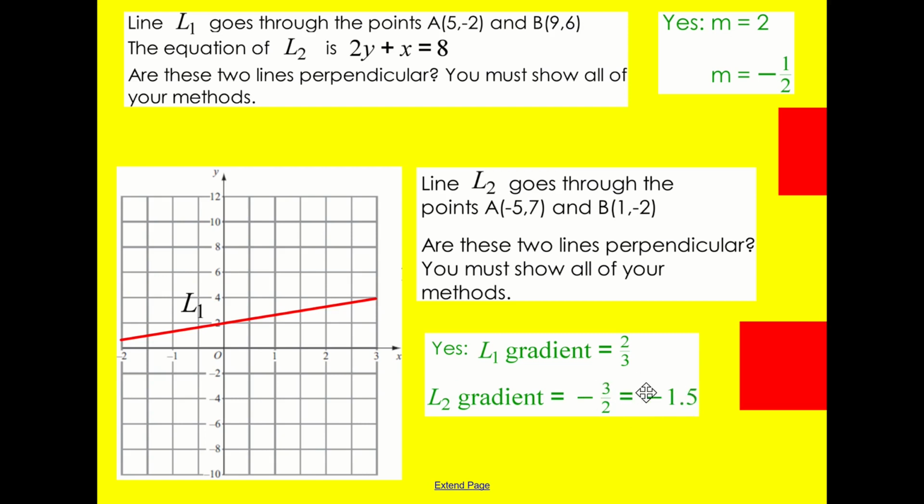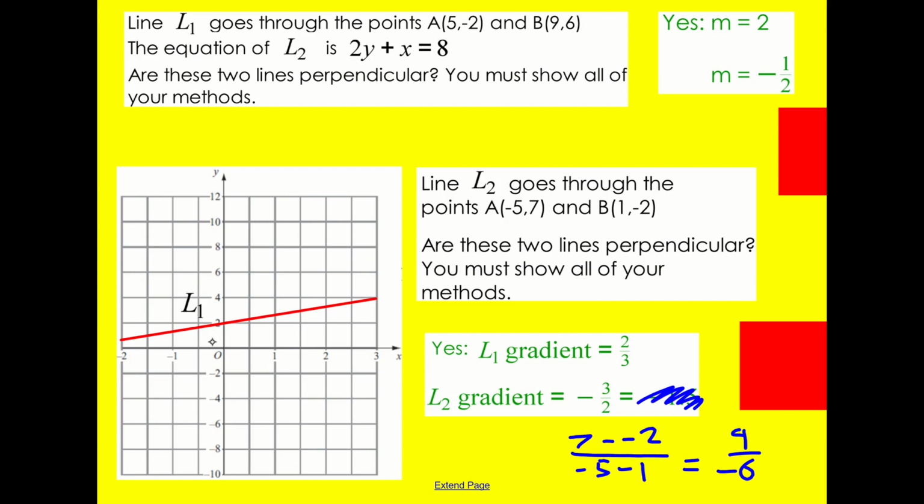I'd probably, to be honest, I would leave it as a fraction. I think I'm going to go through that in a little bit more detail, just in case you've forgotten. So for AB, I could do 7 minus 2 divided by minus 5 minus 1, and that's going to be 9 over minus 6, which becomes minus 3 over 2. For the other line, all I need to do, I don't need to know the equation of the whole line, I just need to sort out the gradients.